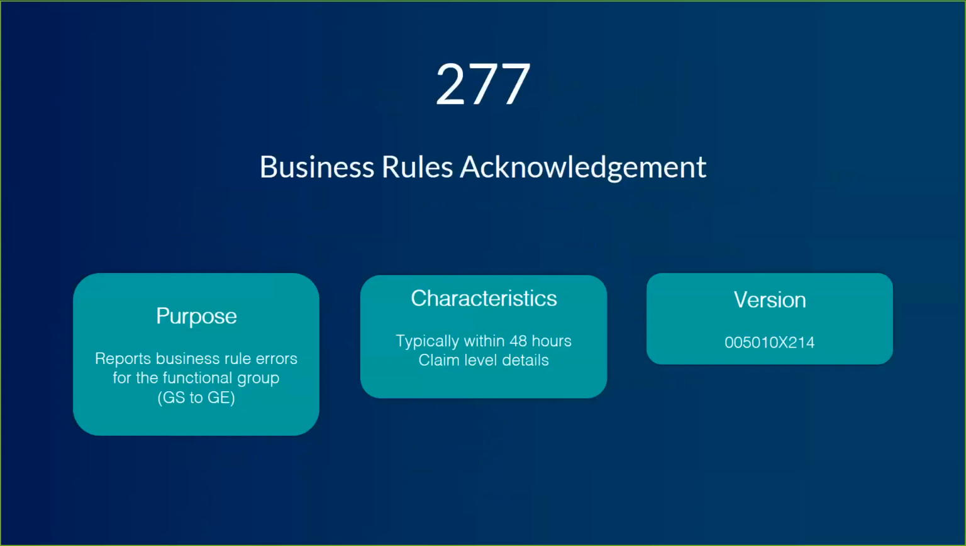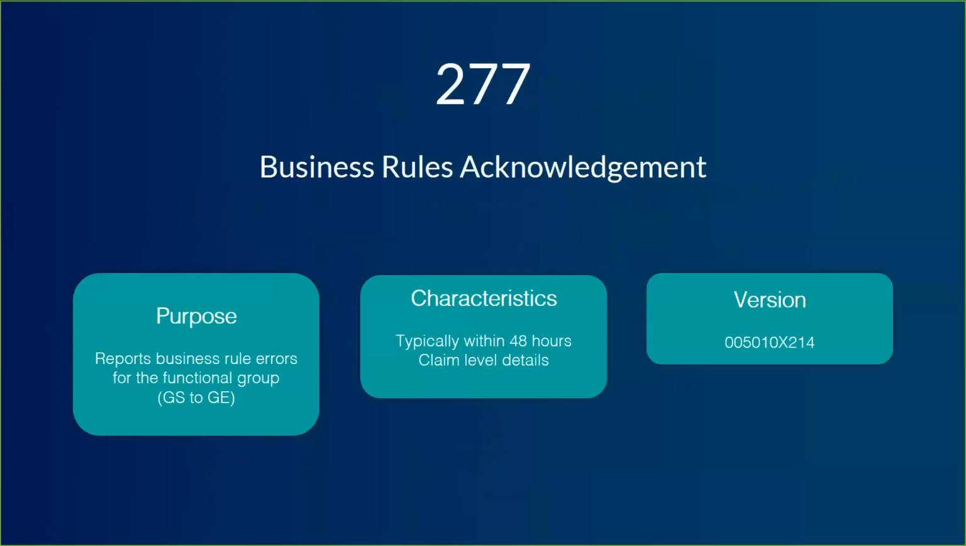So again, anything between the GS to GE, that's fair game for the 277. Business rule errors. Those are stuff like, do the identities match what the receiver has on file? Does the subscriber have coverage? Do any of the services need prior authorization? These sorts of things tend to fall into the business rules acknowledgement.